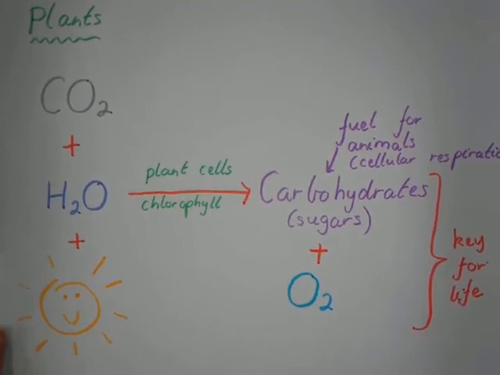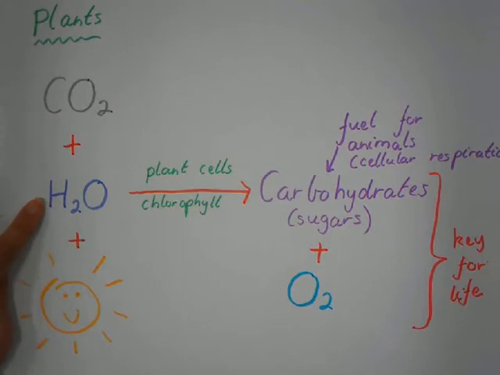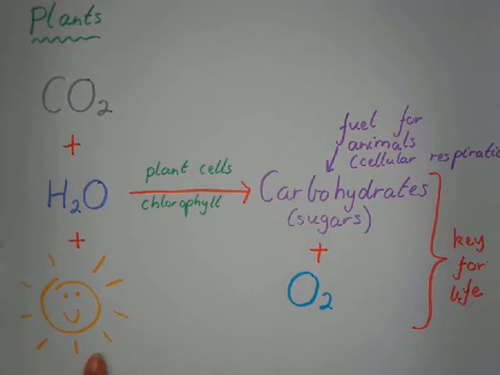So, photosynthesis needs carbon dioxide. Now, carbon dioxide is actually what we breathe out. So, it's a bit of a waste product for us. They also need water, H2O, and really importantly, they need sunlight because sunlight produces photons, which is an energy particle.